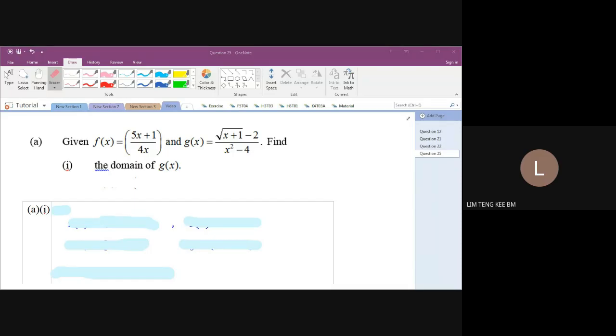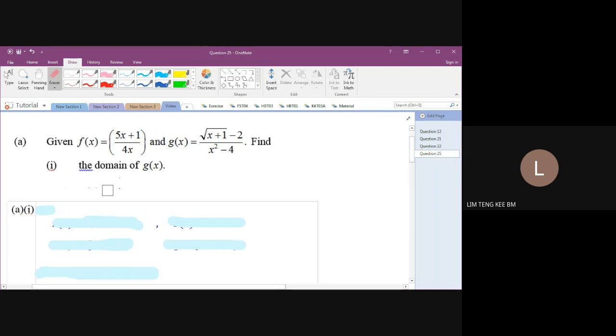Okay. Past year question, chapter 5, question 25a part 1. In these questions, we would like to find out what is the domain for function g(x), where the function g(x) is something extraordinary compared to what we have learned all this while, where you find out that this is actually a combination of a square root function and a quadratic function with the operation of divide.